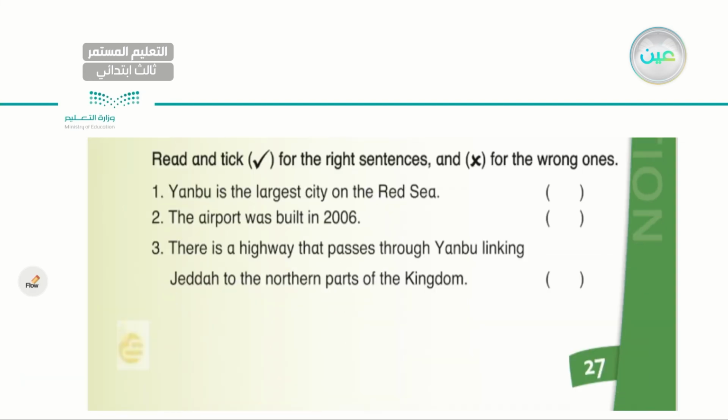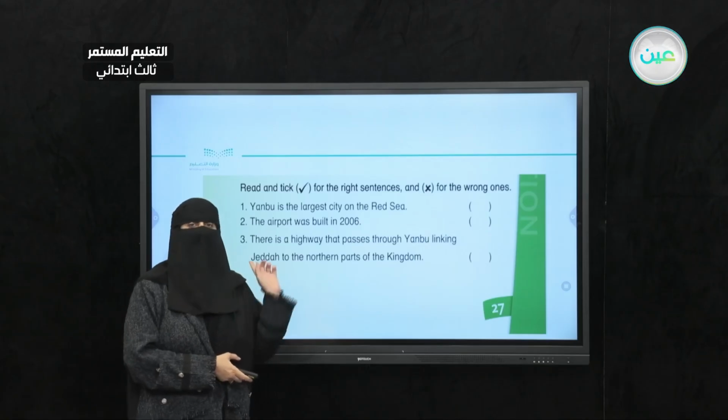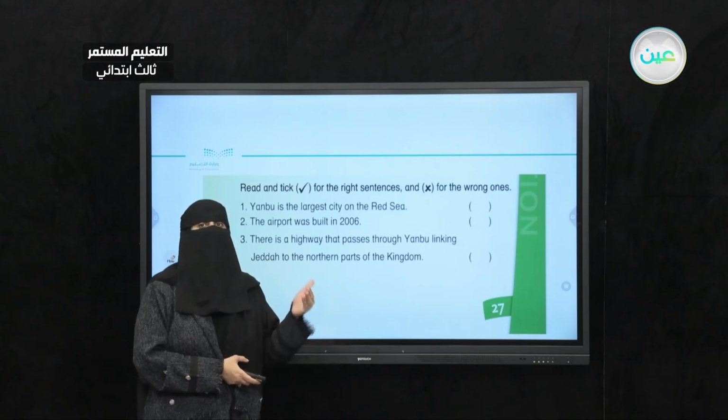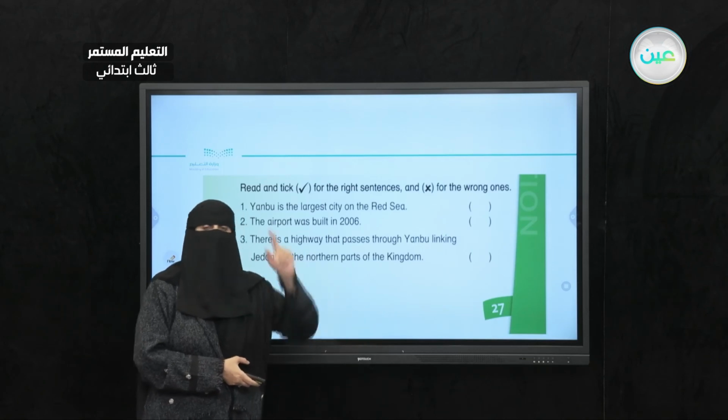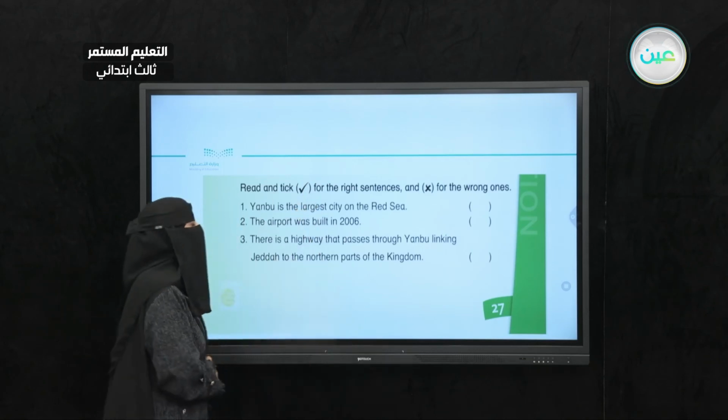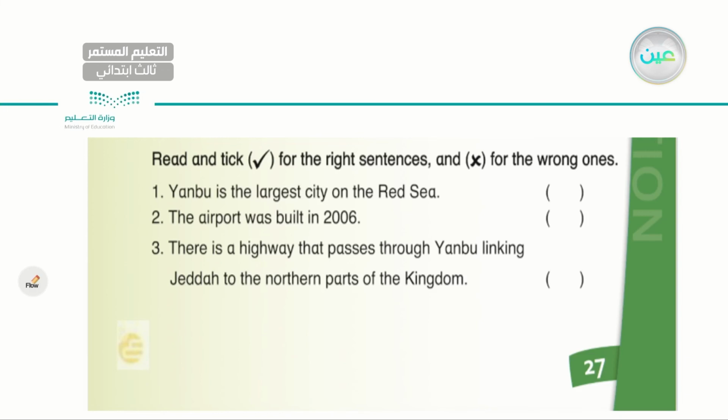Now let's move to the true-false statements. Read and tick right for the right sentences and wrong or X for the wrong ones. Now, again, we will follow the same technique. We will read the sentence first and try to figure out if it's true or not by going through the passage one more time. Yanbu is the largest city on the Red Sea.